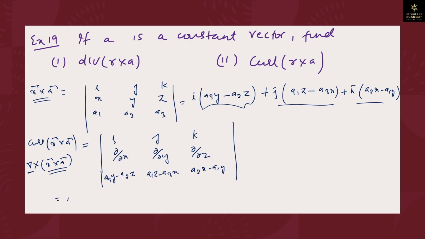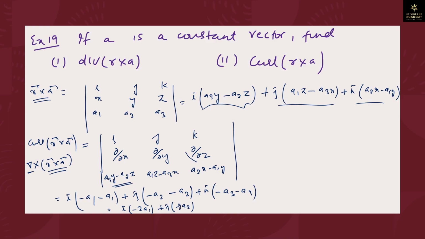Okay, so this is equal to i times, this is del upon del y of this one, so this is minus a1, and this is minus a1, plus j times, this is del upon del z of this one, so this is minus a2, minus a2, plus k times, this is del upon del x of this one, this is minus a3, and minus a3. Okay, so this is equal to i cap times minus 2a1, plus j cap times minus 2a2, plus k cap times minus 2a3.